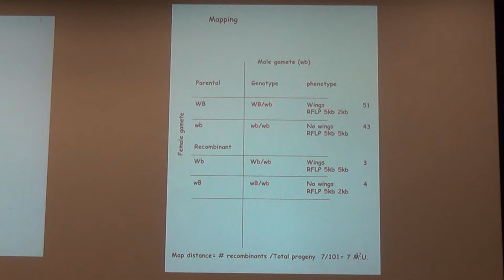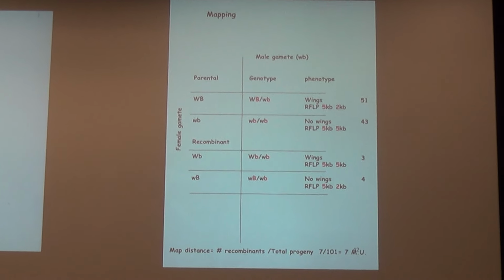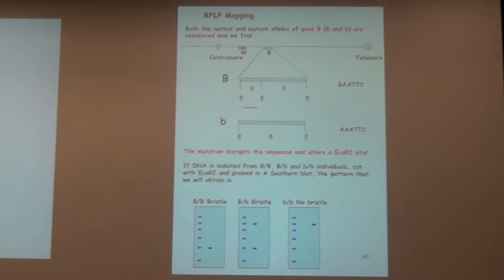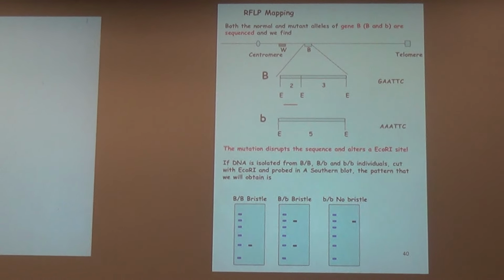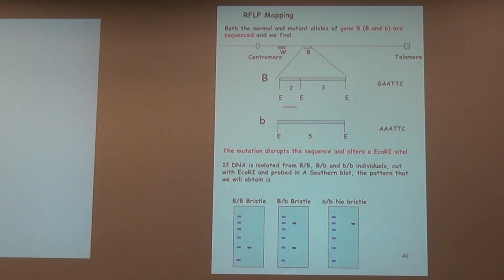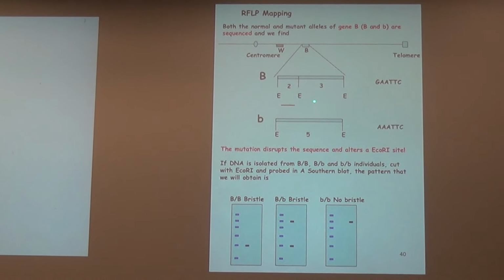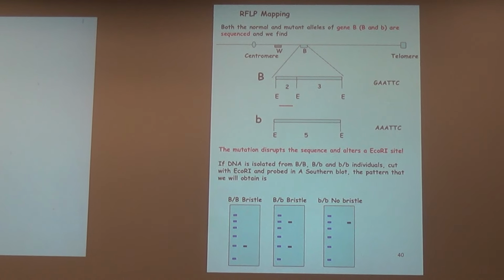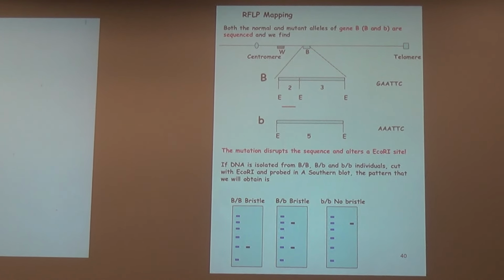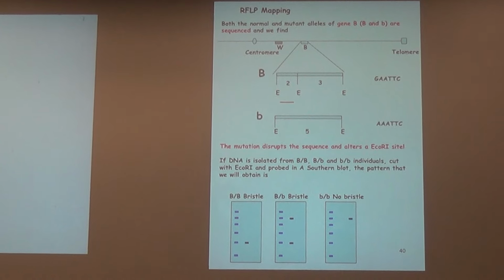Because of the location of the probe. Look where the probe is. The probe is sitting only in the 2 kb band. It depends on the probe. I could have had a band that sat across. Then for homozygous dominant, you get 2 and 3. For recessive, you get 5. And if you are heterozygous, you get 2, 3, and 5. You get 3 bands.